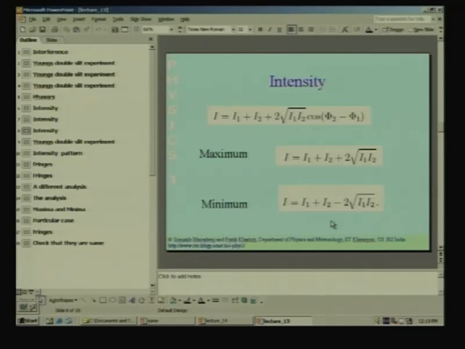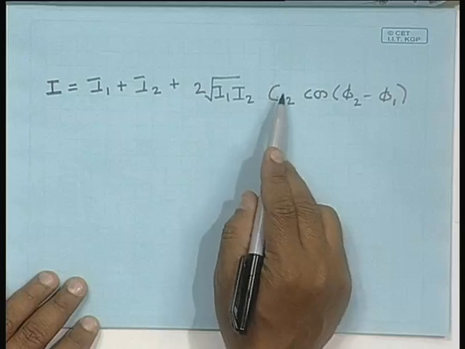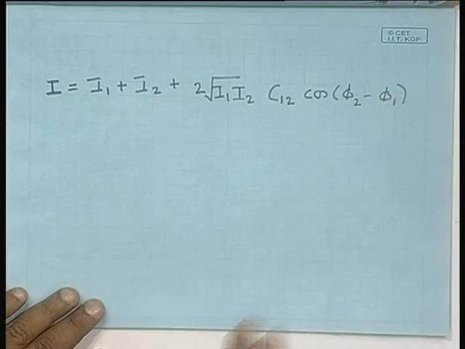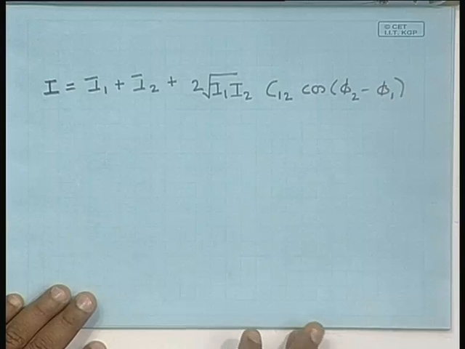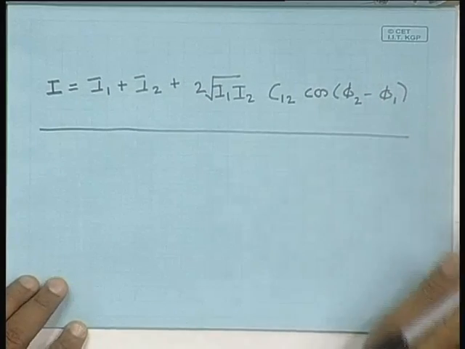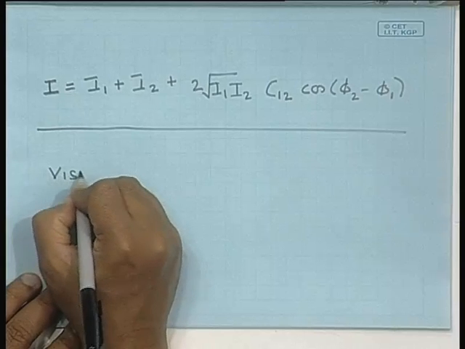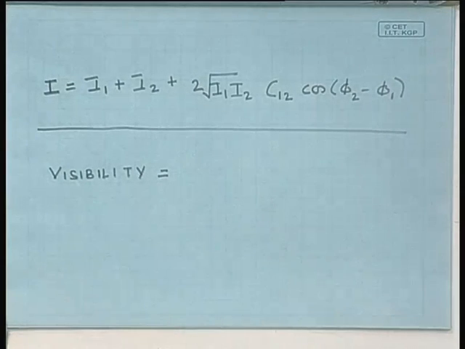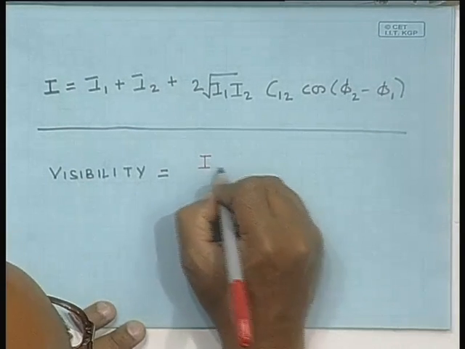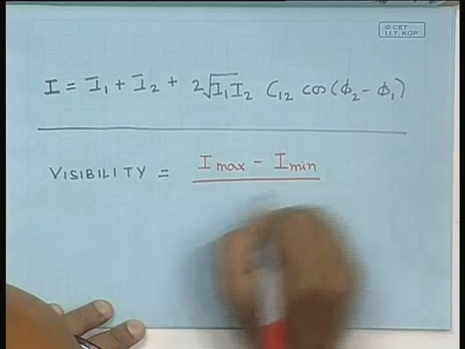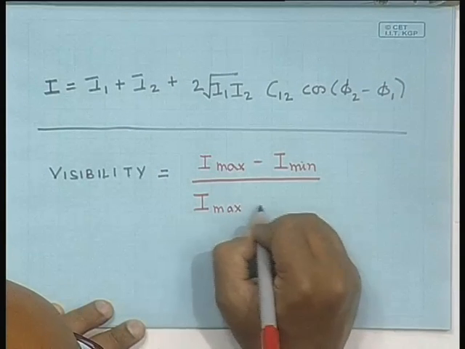Now, the effect of this partial coherence. So, if C12, the degree of coherence, is less than 1, the main effect is it reduces the difference between the maximum and the minimum intensity, it reduces the contrast of the intensity pattern. So, there is the concept of something called the visibility, which is defined as follows. Let me introduce this new quantity called the visibility. The visibility is defined as follows: I max minus I min divided by I max plus I min.